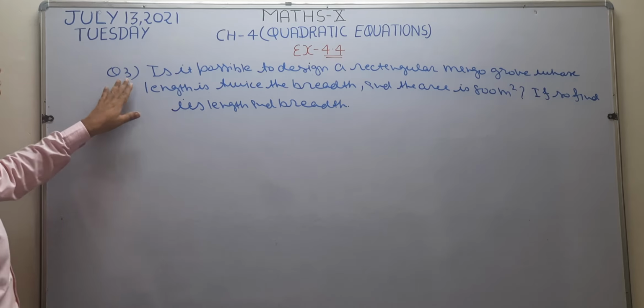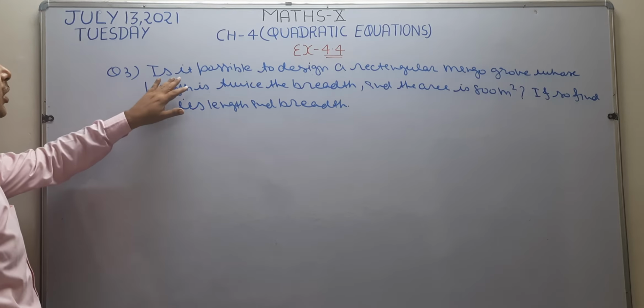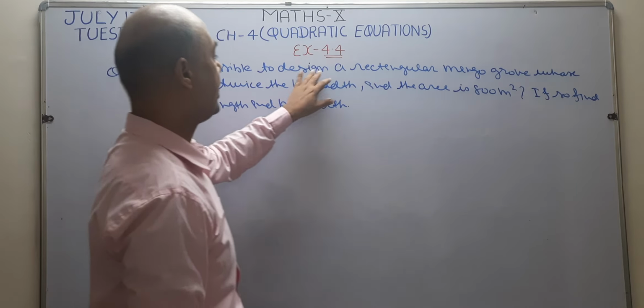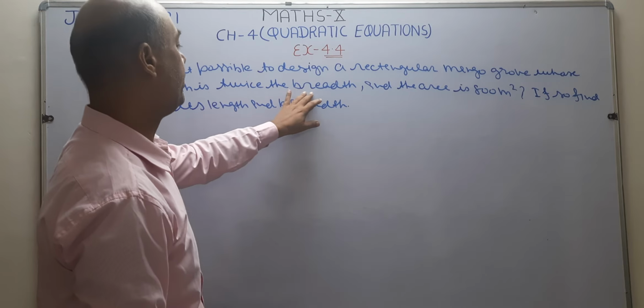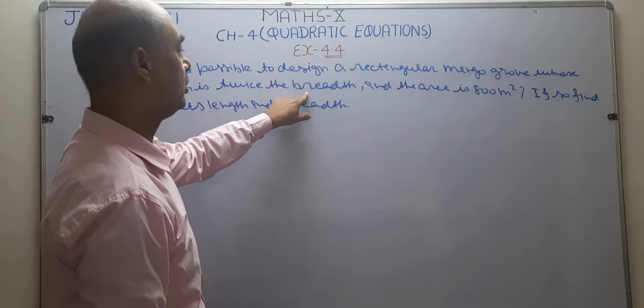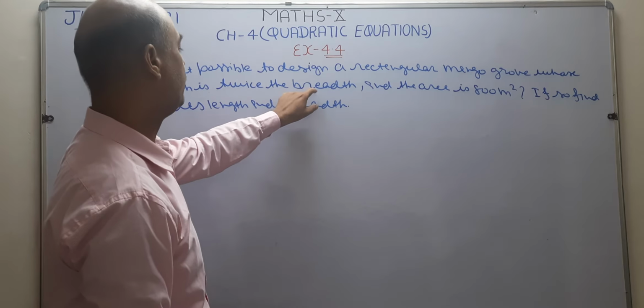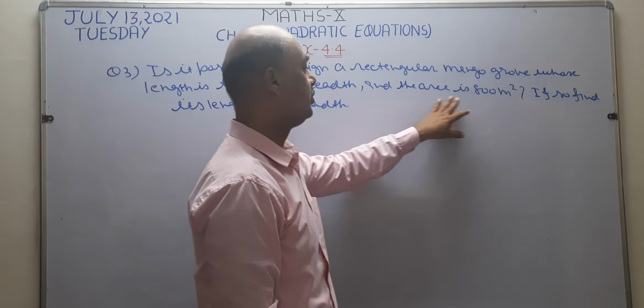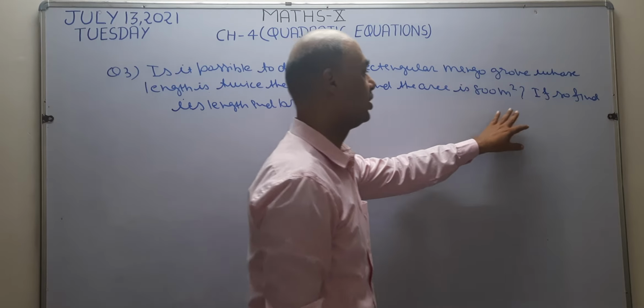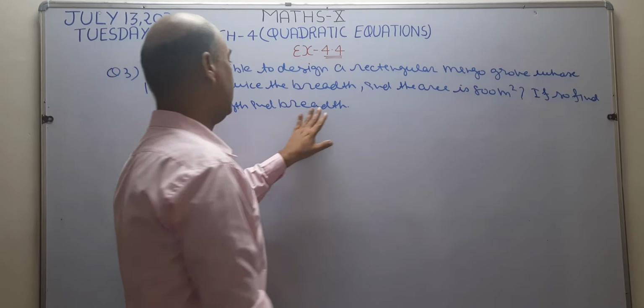Now I want to solve question number 3 of exercise 4.4. Is it possible to design a rectangular mango grove whose length is twice its breadth, and the area of this is equal to 800 meters square? If so, find the length and breadth. Length is going to be compared with breadth, so I am going to suppose the breadth first. After supposing the breadth, I will take the value of length.